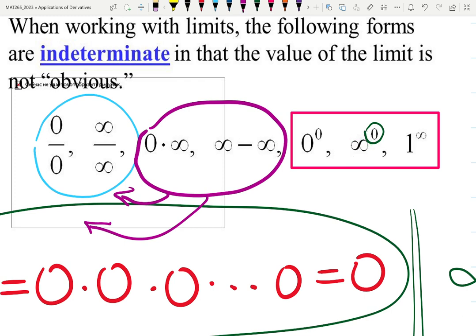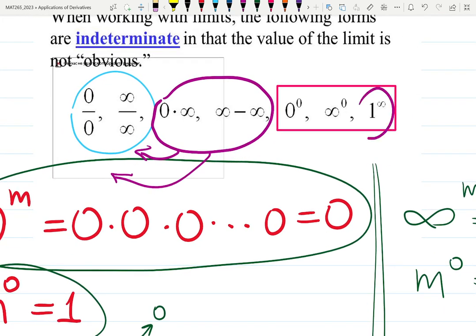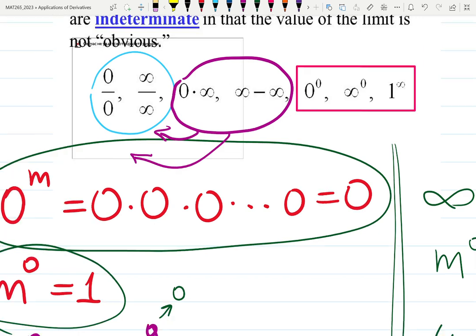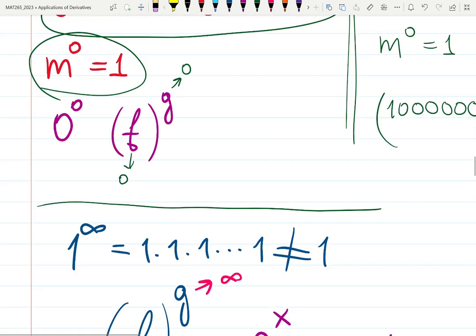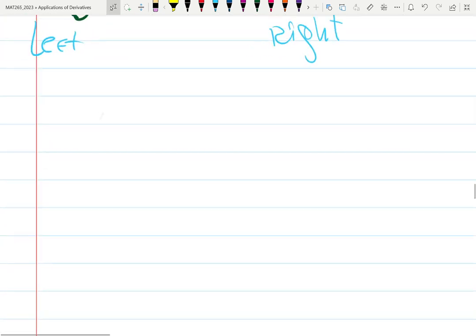The last three are the weird ones. So 0 to the 0, infinity to the 0, 1 to the infinity. And last time I spent time explaining why, for example, 1 to the infinity is not necessarily 1. So check my previous lecture if you want to know more about this. I just want to go through the example, and then we should be done with the whole 3.7.